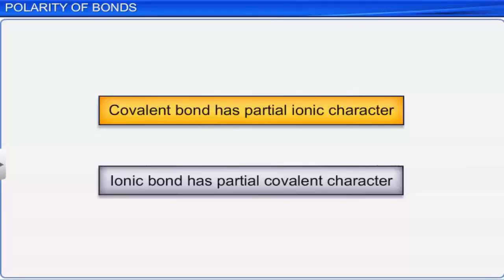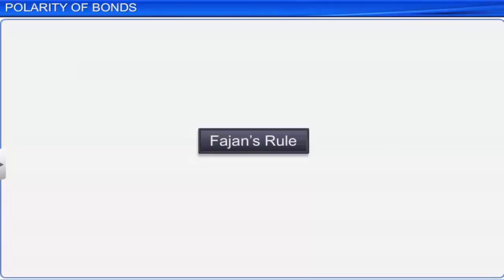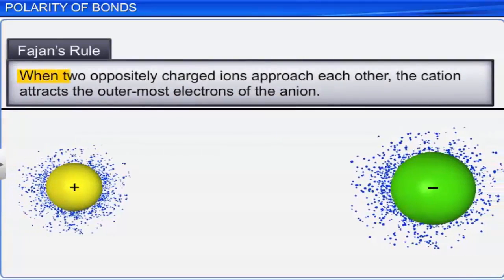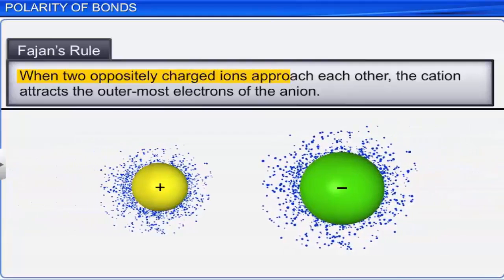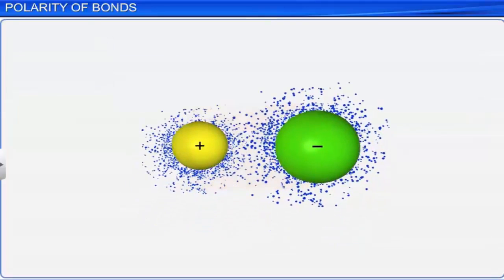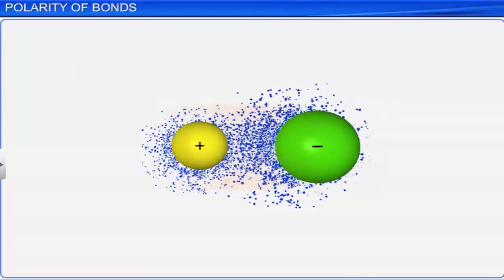Based on the Fajans rule, we can say that ionic bonds also have some partial covalent character. To know about the partial covalent character in an ionic bond, we should know Fajans' rules. According to Fajans' rule, when two oppositely charged ions approach each other, the cation attracts the outermost electrons of the anion. Due to this, the electron cloud of the anion gets distorted. This is called polarization.